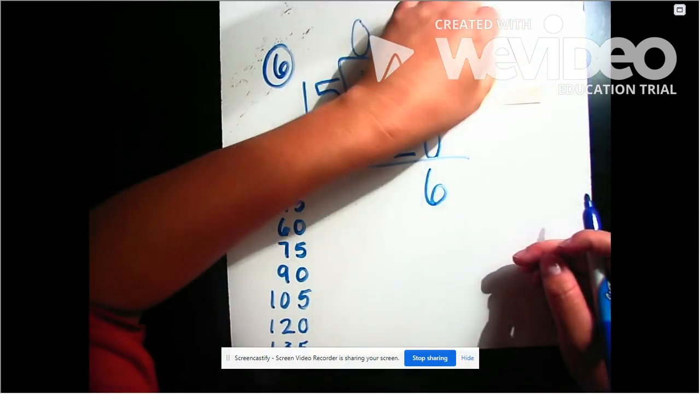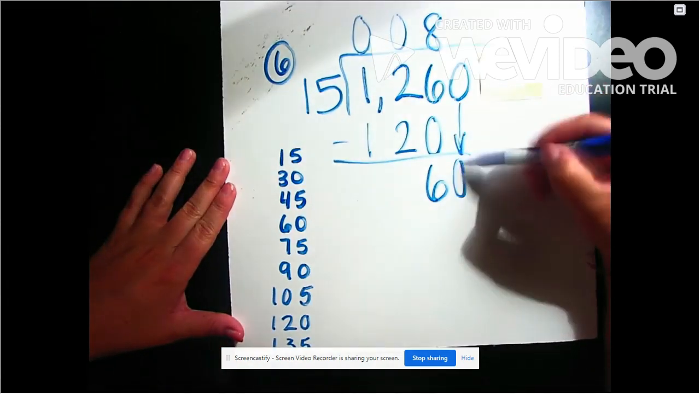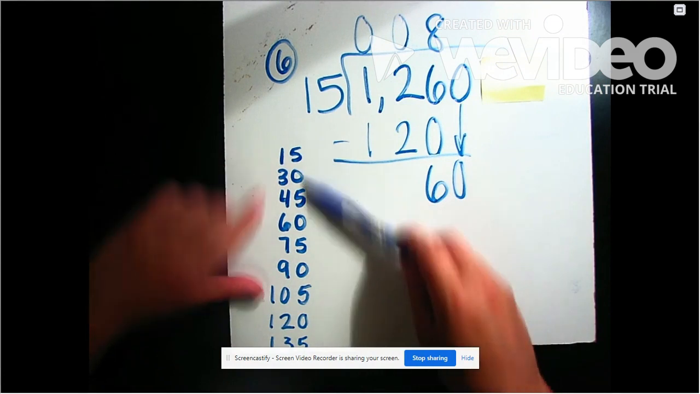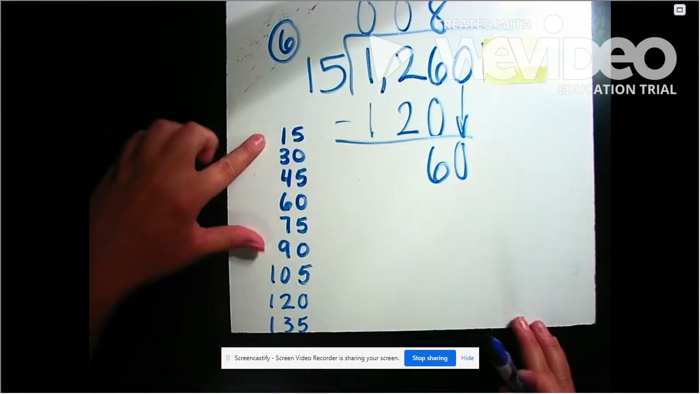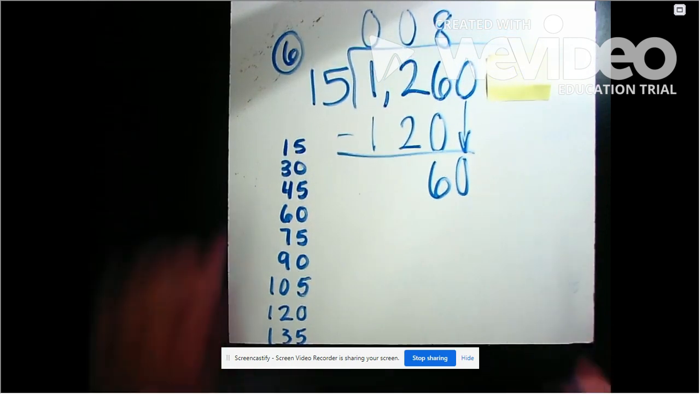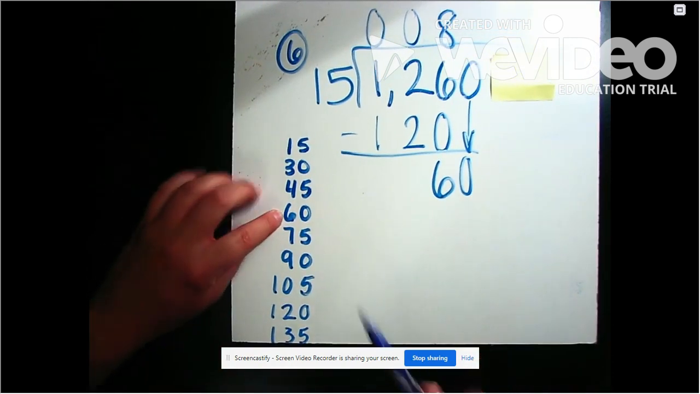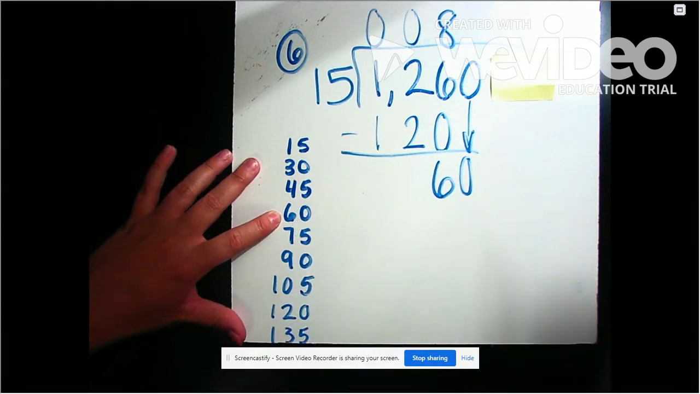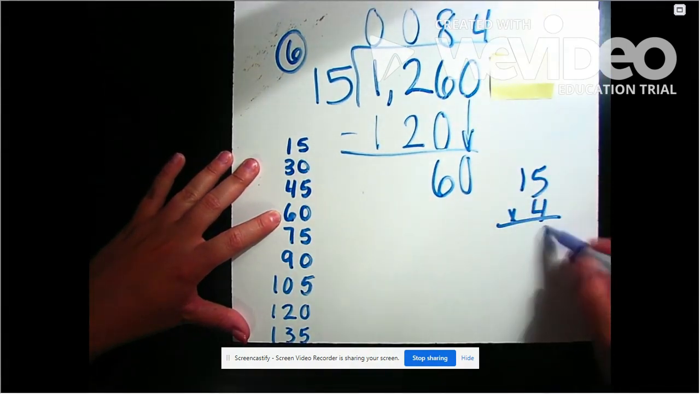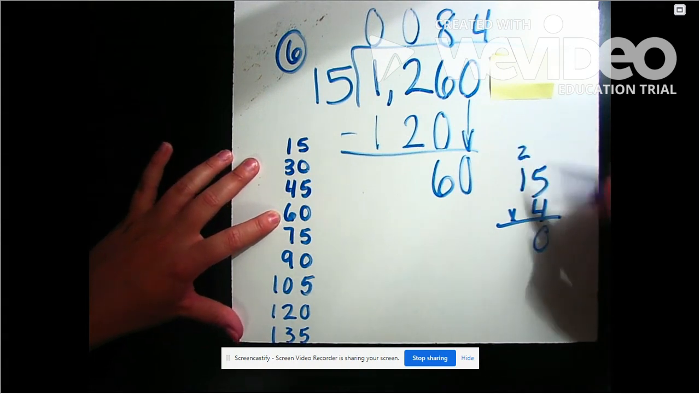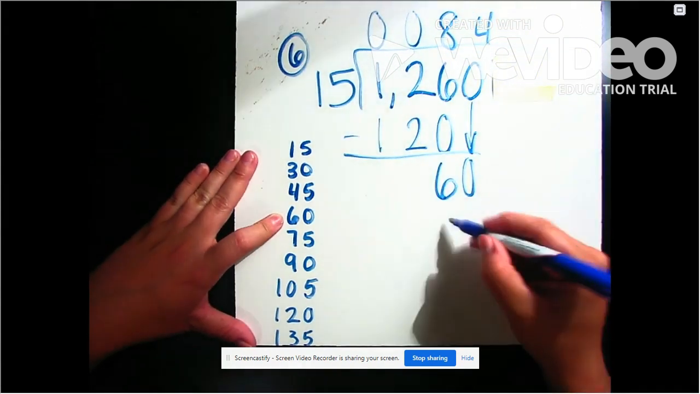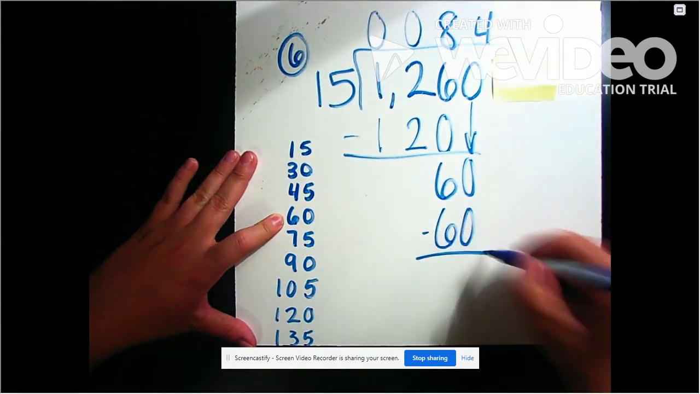Okay, scoot over. Bring down your 0. How many times can 15 go into 60? The good thing about writing your multiples with a larger number is you have a reference guide, so you don't have to do it over and over again each time. Because now I can just look and say, oh, there's 60 right there. How many times did I have to skip count? 4. Check myself. Does 15 times 4 equal 60? It does. Okay, so 4 times 15 is 60.